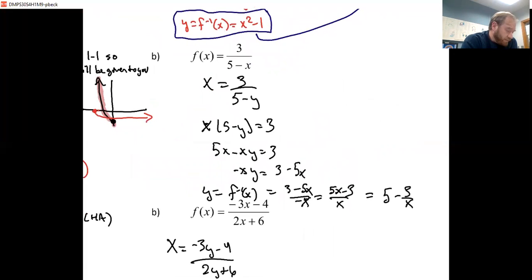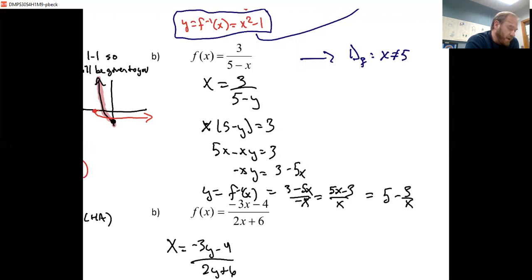For part B, switch x and y and solve for y. Looks to me like I did not actually write the domain of this. So the domain of f, I know that this is a rational function. This is great practice for the chapter 4 test that's coming up. So this is a rational function. The domain: x is not allowed to equal 5 because it makes the denominator 0.